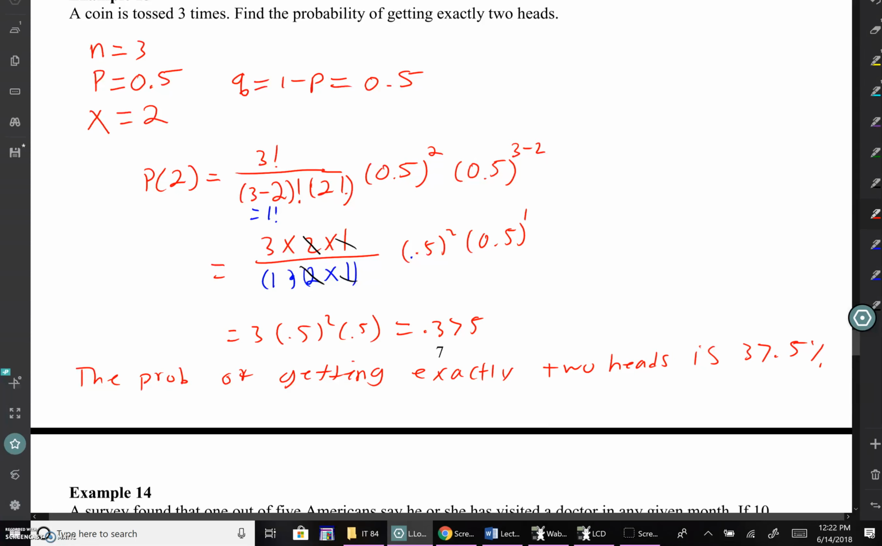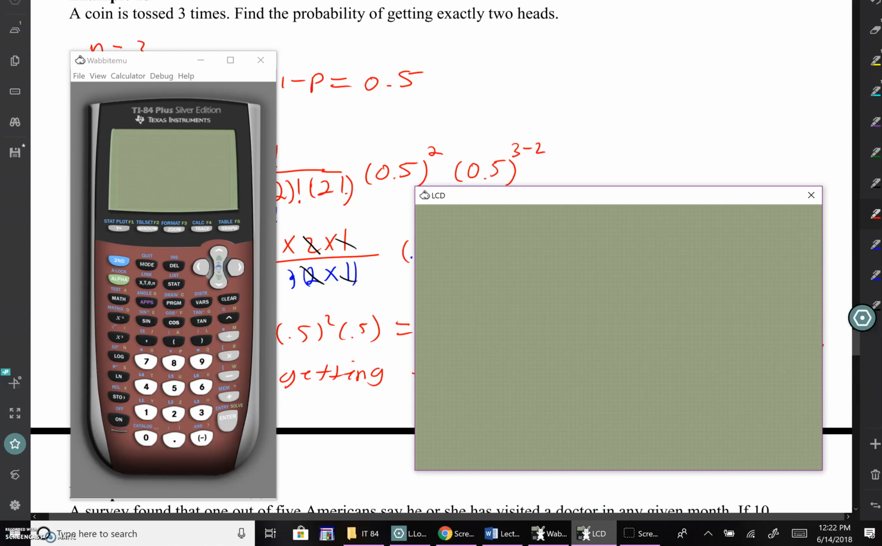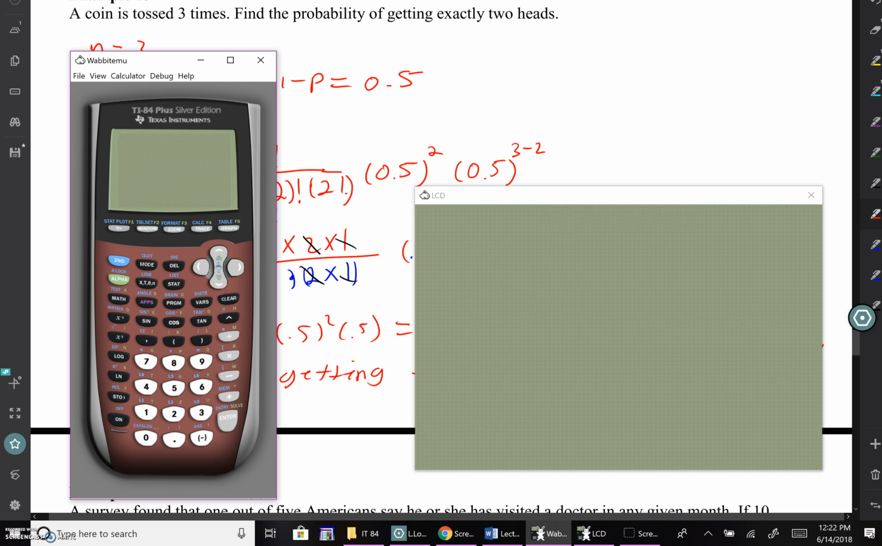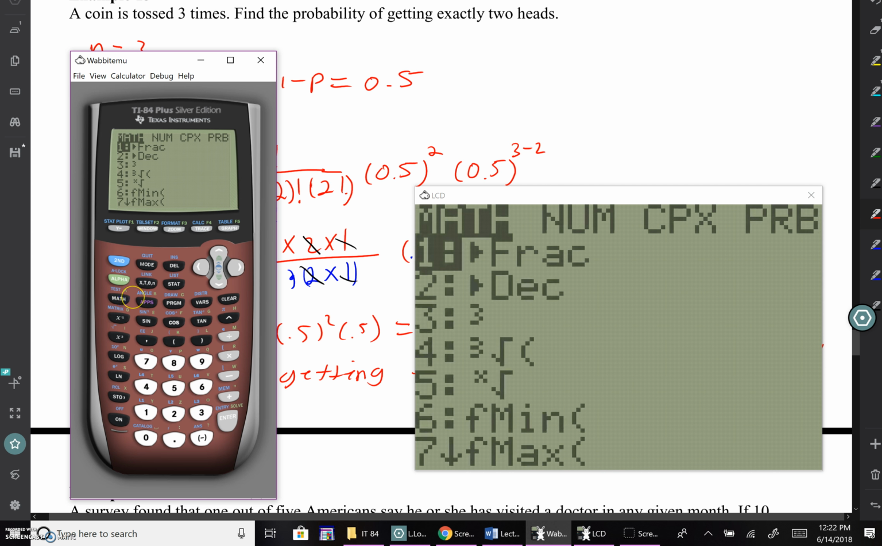All right, so I can use my calculator. That factorial symbol works nicely, because otherwise if you have 20 factorial, you're going to multiply from 20 down to 1. So we can put in our 3, and then you want to go to math. Math. It's the third button down on the left.